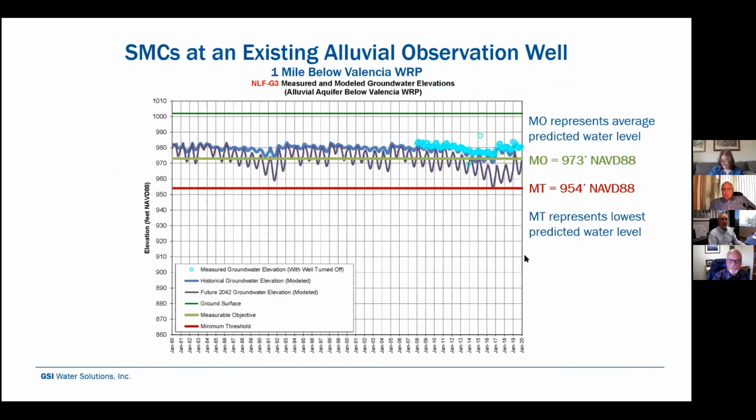The example I'd like to give is where we would set the measurable objective, which is MO, and the minimum threshold, which is MT. The minimum threshold here in red is set at the lowest predicted water level that we would predict to occur in the year 2042. If we repeated the same climate regime that we've seen in the past going forward, and then superimposed climate change on top of that, this is the predicted low in water level. You can also see where we've set the measurable objective, which in this case is an average water level for the predicted future case. And this again is for an alluvial observation well.